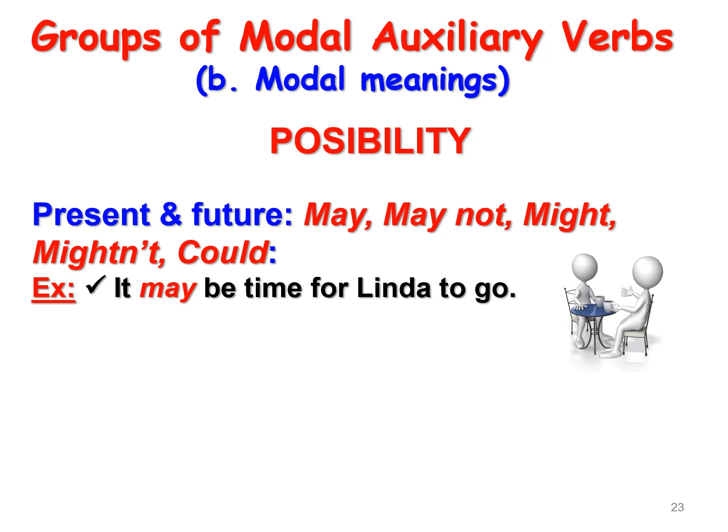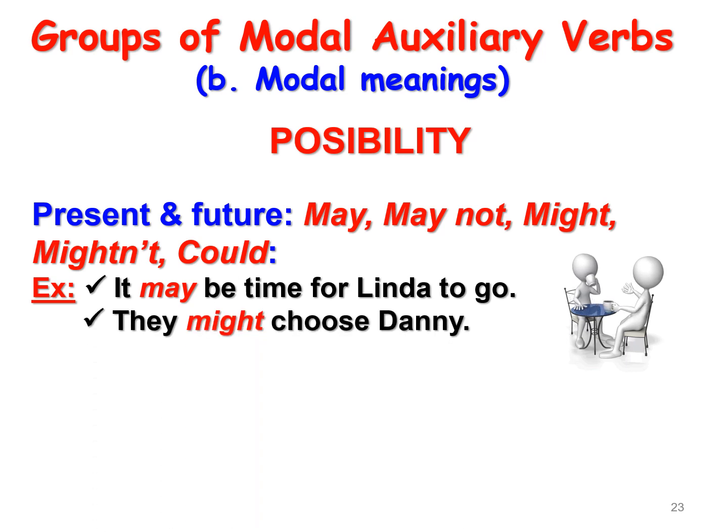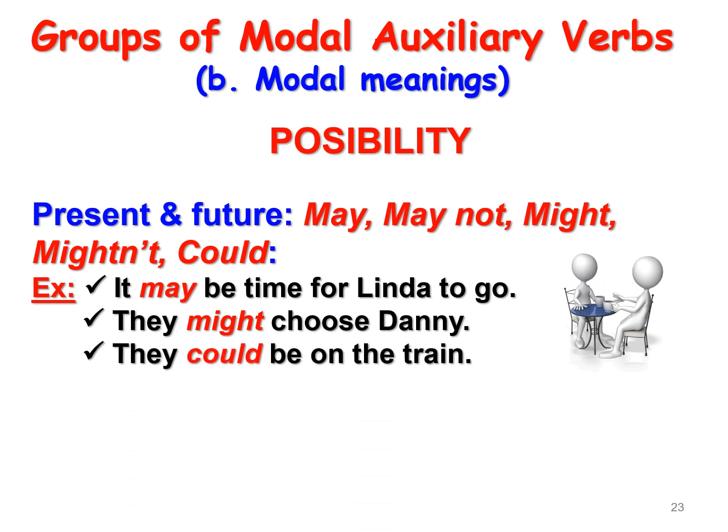So it is a possible time, a possibility for Linda to go, if she wants to, right? They might choose Danny, but we are not sure about this part. They could be on a trend. You see, it shows the possibility, but we are not sure that they are on this one. But it might be possible.